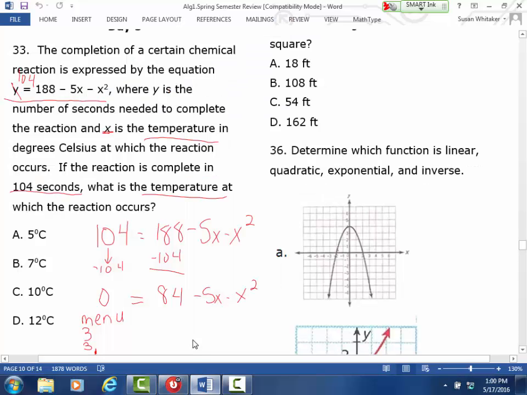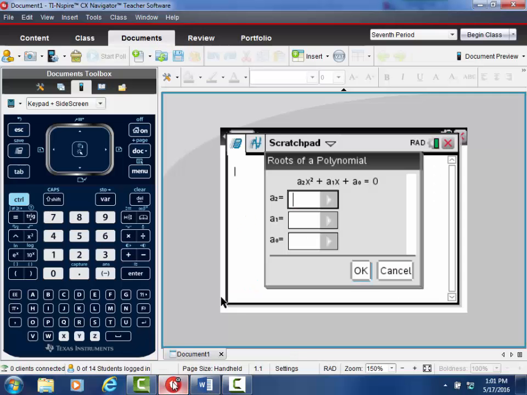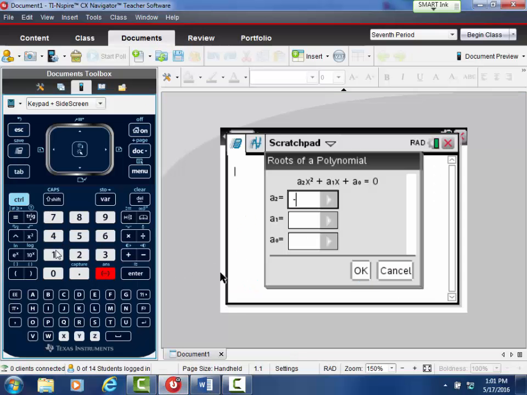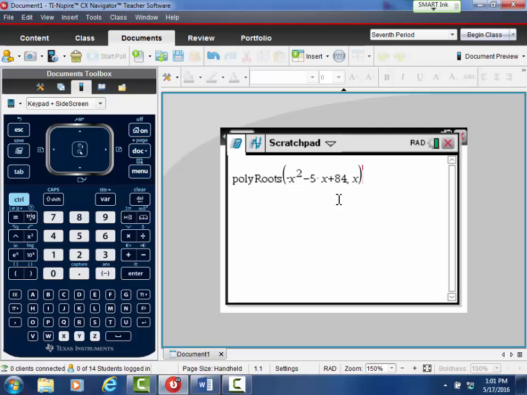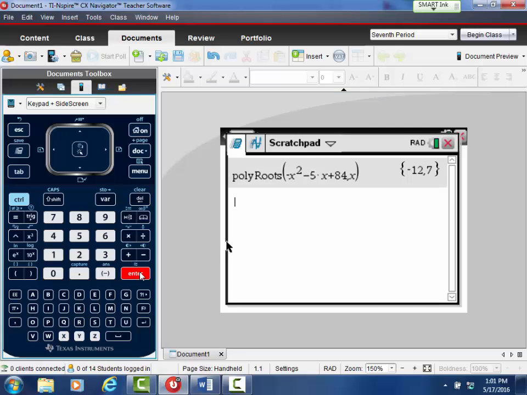So we look back here, and the numbers happen to be written backwards here because we're in standard polynomial form, right? The x squared, then the x, then the constant, is how we would write that. So our numbers that we're going to put in are -1, because there's an understood 1 there, -5, and then 84. And the order totally matters, so you got to make sure you get that right. So the -1, -5, and the 84. And then we say okay. All right, and that looks like our equation, at least the right side of the expression. And we say enter, and we get -12 and 7.